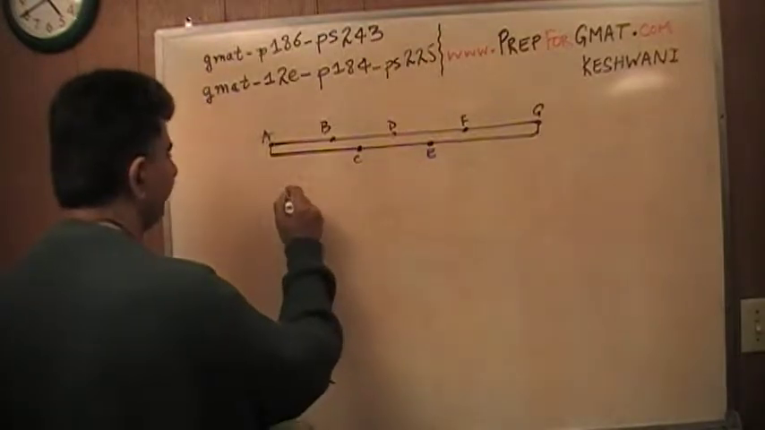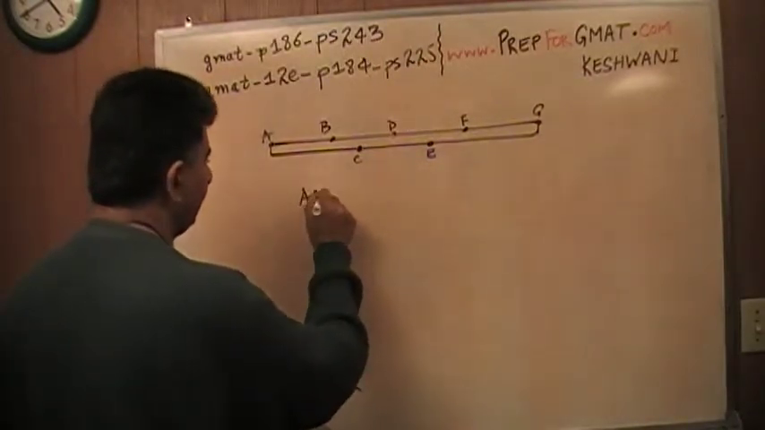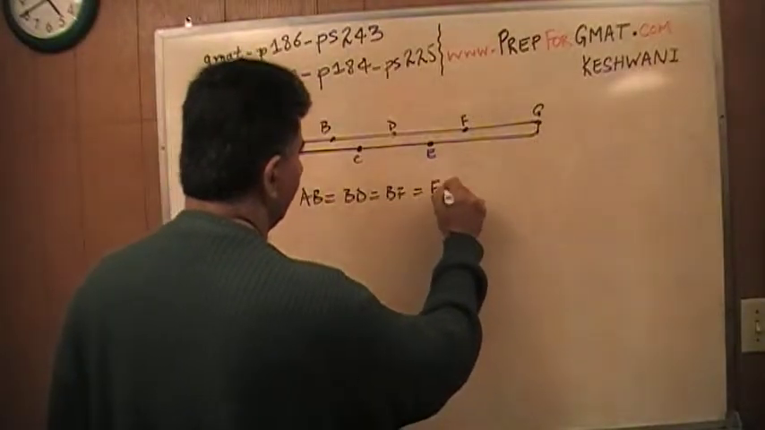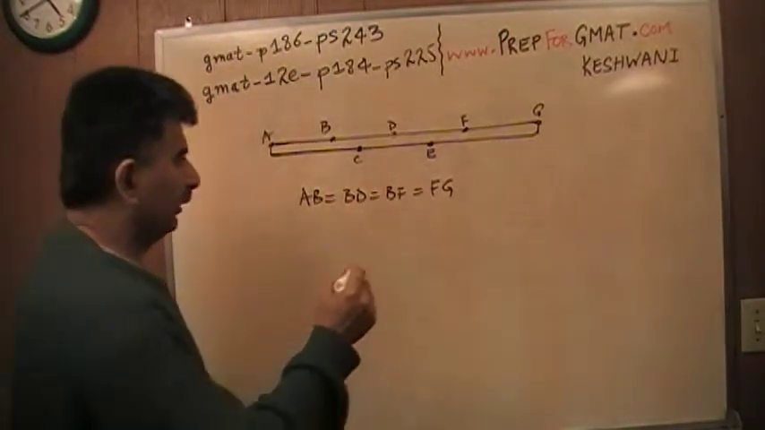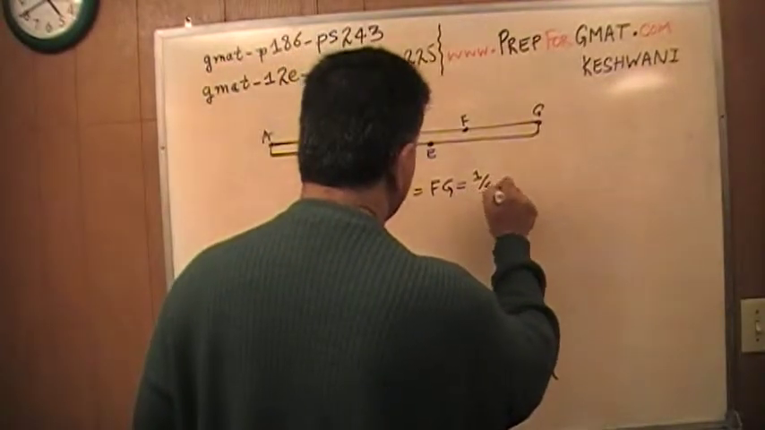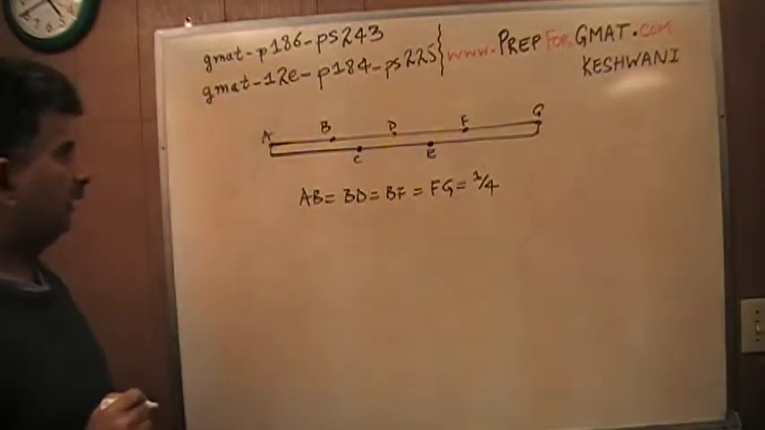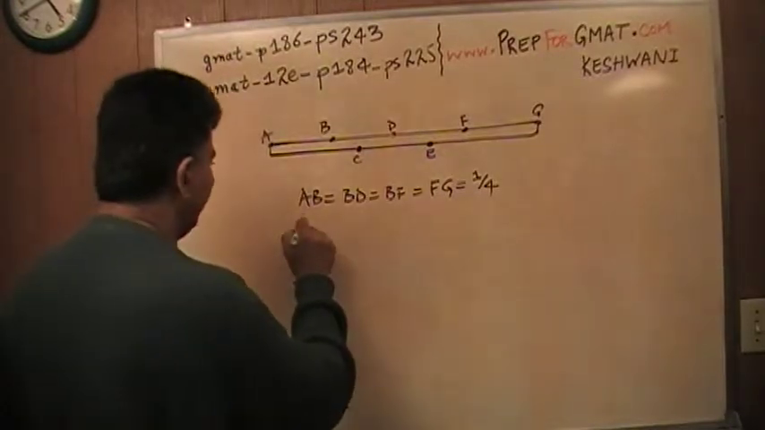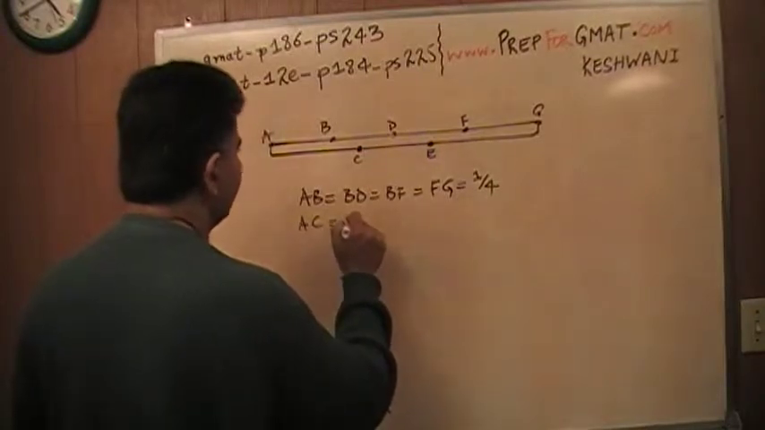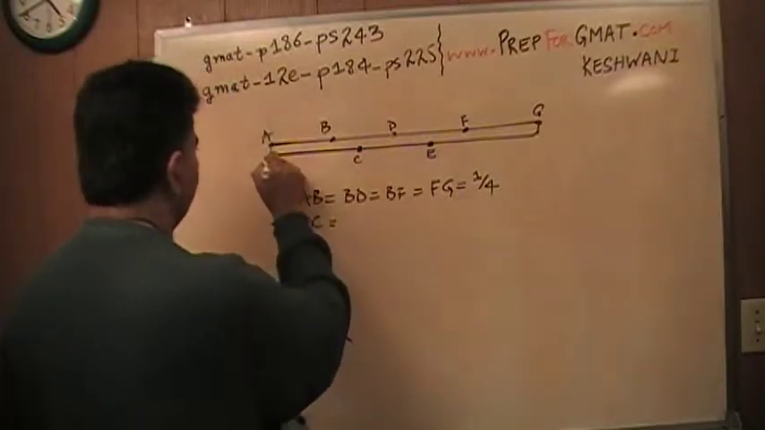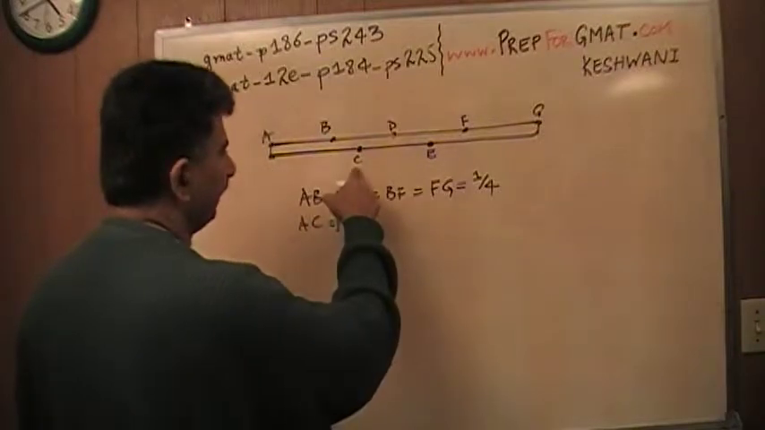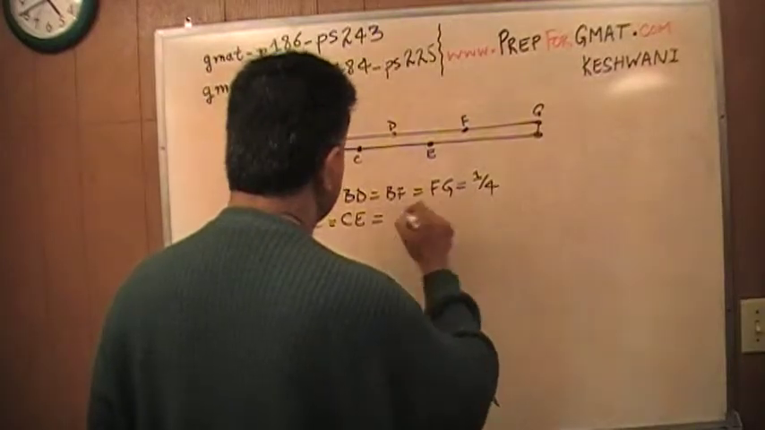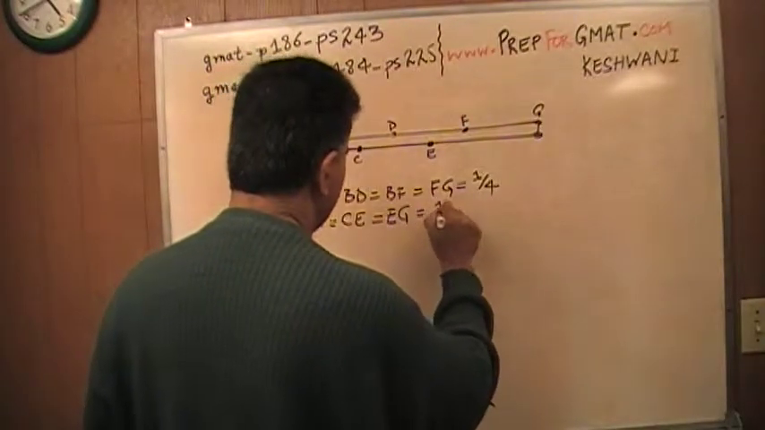So let's make a note here. A to B is same as B to D, which is same as B to F, which is same as F to G, and they are all 1/4. So that's the first thing I did. I marked them in 1/4. Then it also tells me that I also have to mark it in 1/3 of the yard. So here we go. This is your A. A to C is same as C to E, which is same as E to G. And they all equal 1/3.